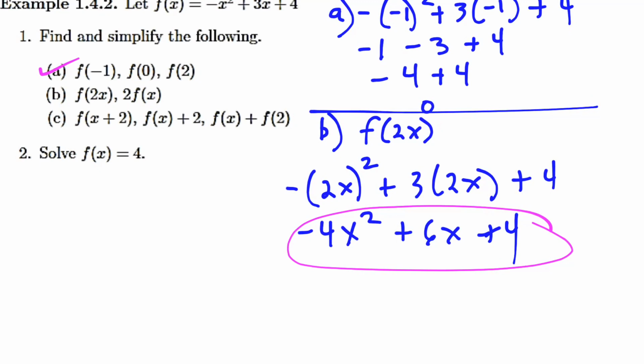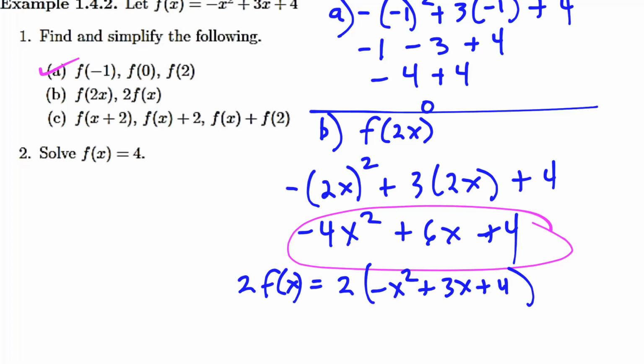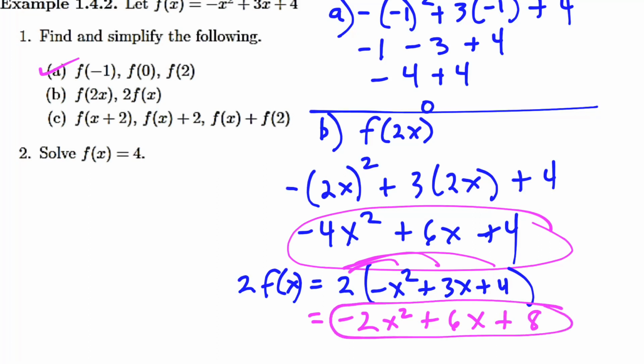All right, so it says 2 times f of x. 2 times f of x. All right, so you're going to put a 2 in front of your function f of x. So that means you're going to multiply. So we got to distribute all this. All right, so I've got -2x squared plus 6x plus 8. All right, so that's how you do B.